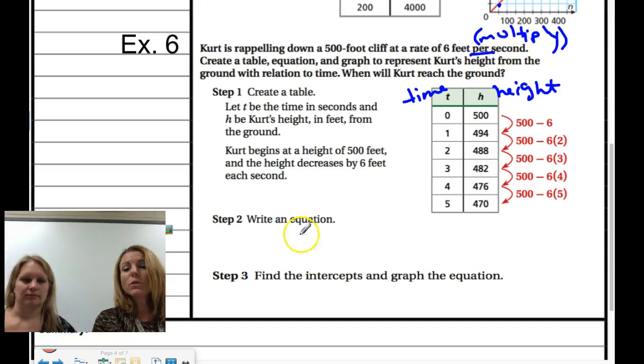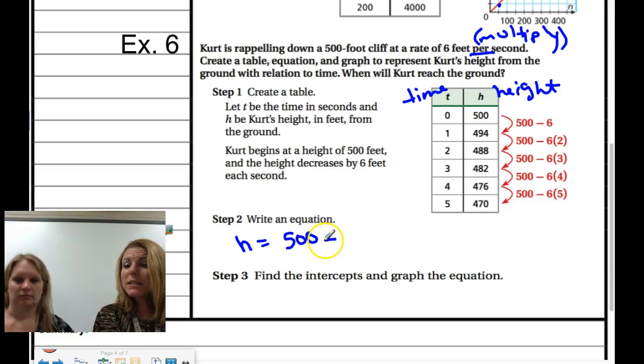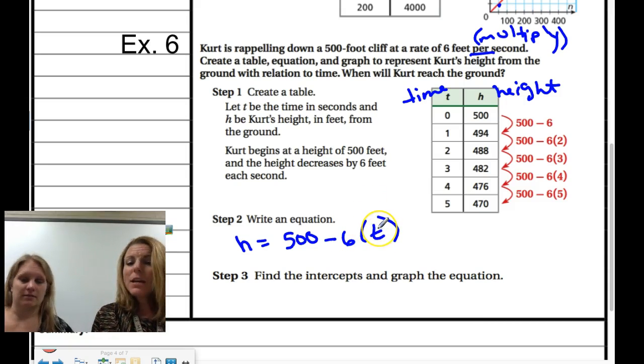The equation is going to be h, our y, equals, we started at 500 and we have to subtract 6t, because it depends on how many seconds. Your height is decreasing at the rate of 6 feet per second. There's our equation.